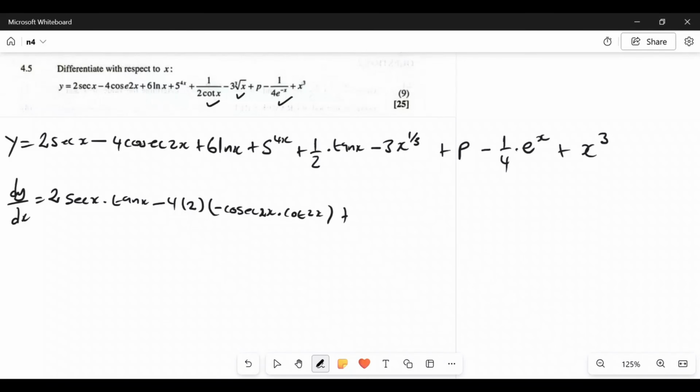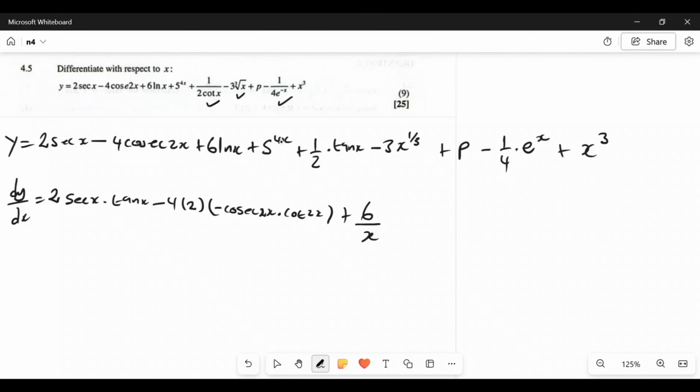Then we move to the third term. Third term, we have plus 6 ln x. So we know that 6 is a coefficient. The derivative of ln x, we know, is 1 over x. So 6 multiplied by 1 over x is going to be 6 over x. There we go. Now we move to this term here, which is the fourth term.